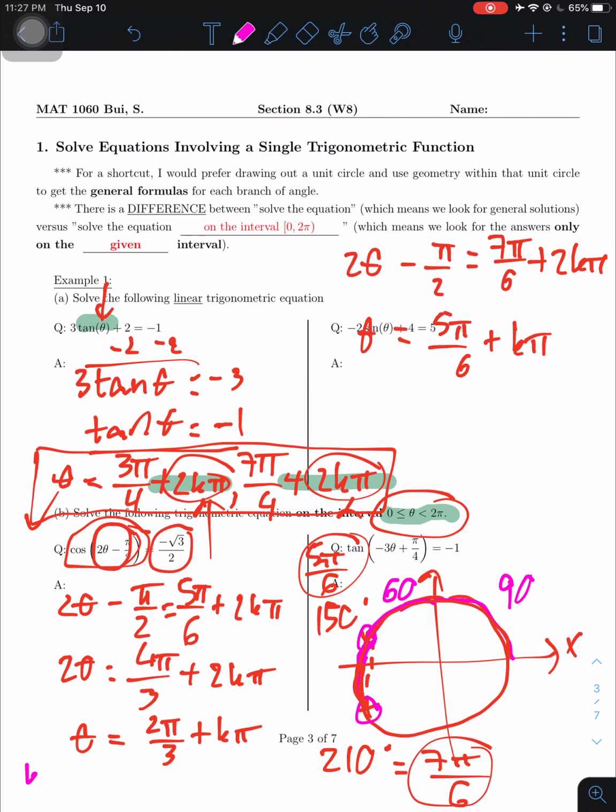Okay, let's plug in k for 0. So if k is 0, you're gonna get theta equals 2 pi over 3, right? Okay, if k is 1, what do you get? We're gonna get 2 pi over 3 plus 1k, right? And like I said before, in the calculator, you're gonna put 2 over 3 plus 1, okay? And that gives us 5 pi over 3 because you put the pi back. So theta in here equals 5 pi over 3.